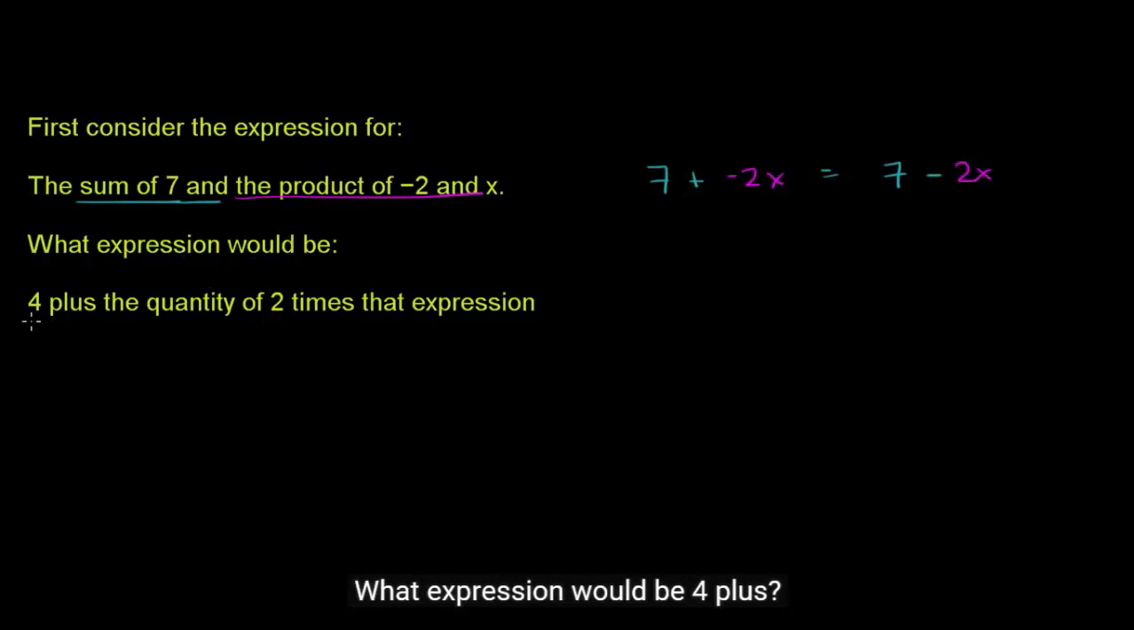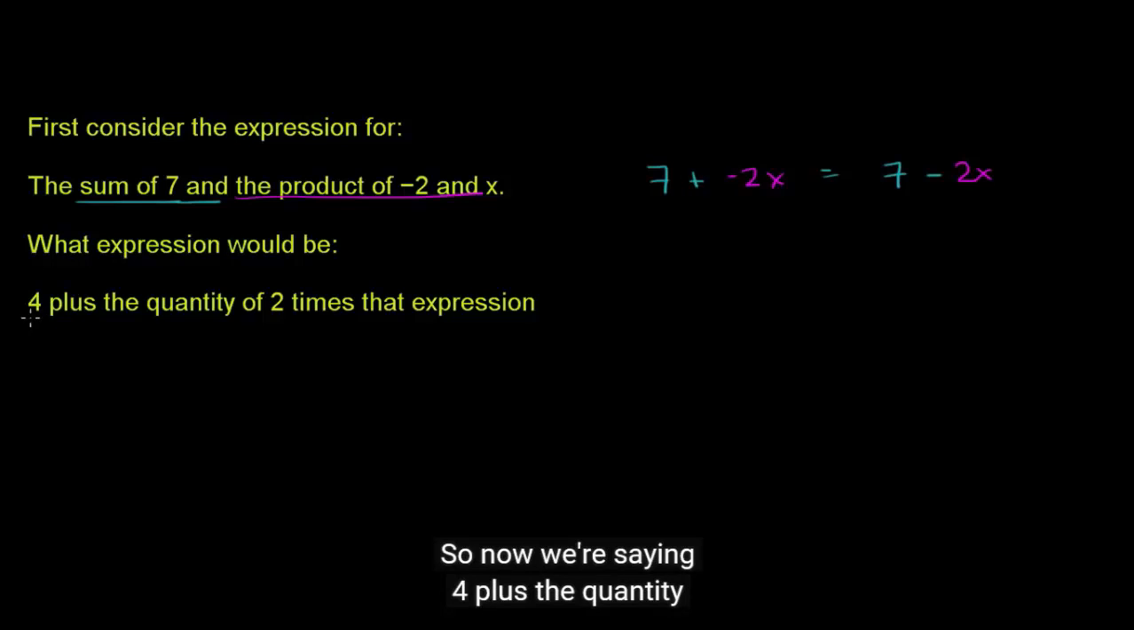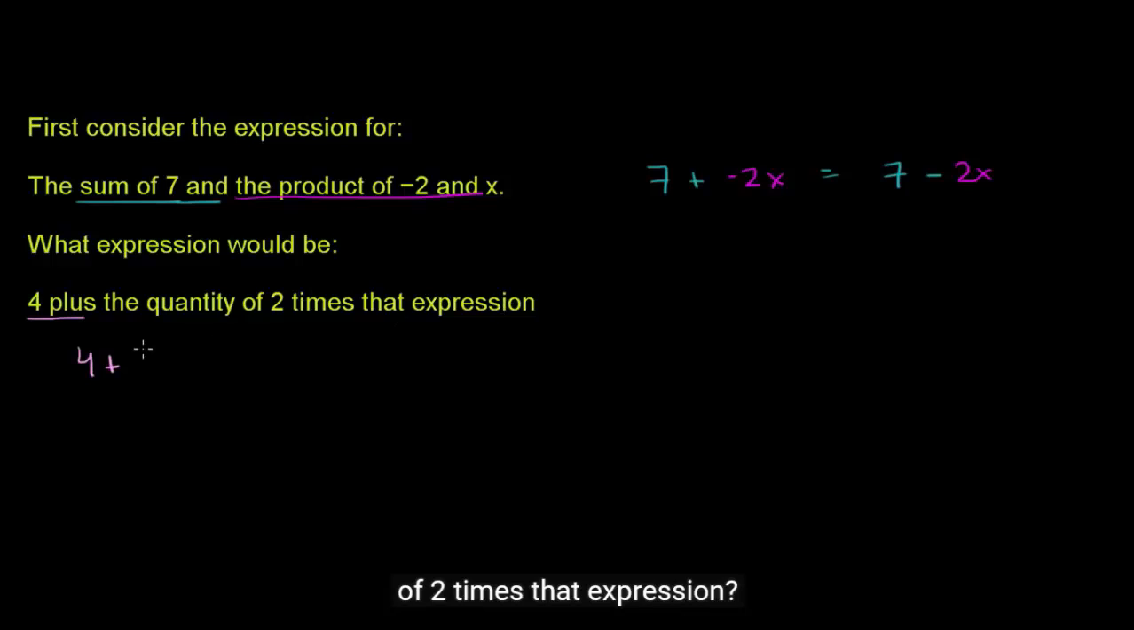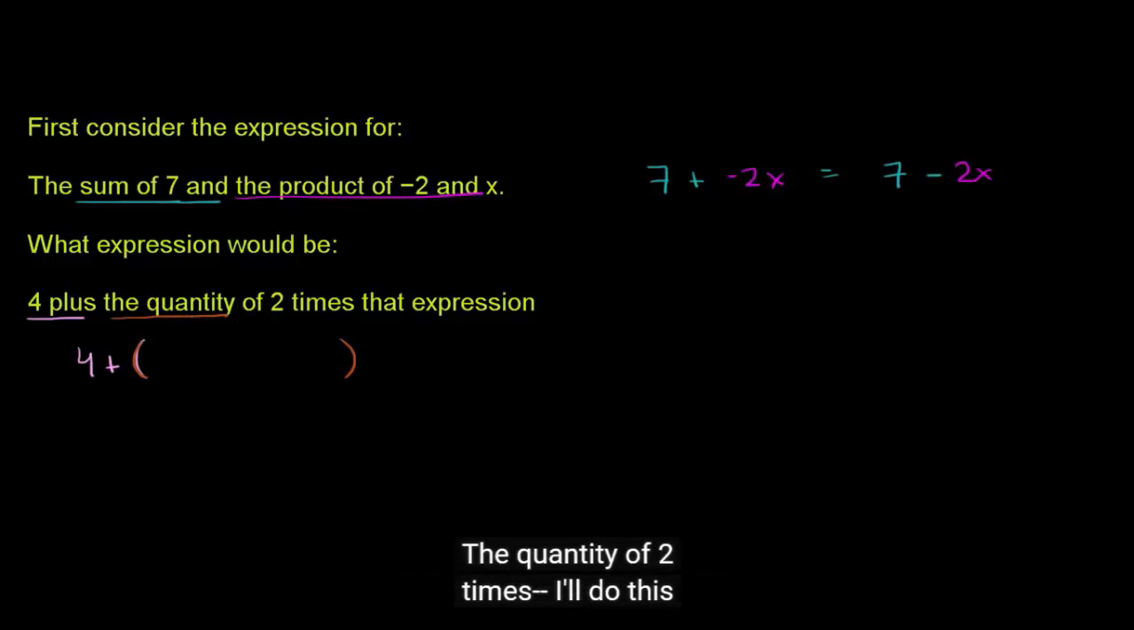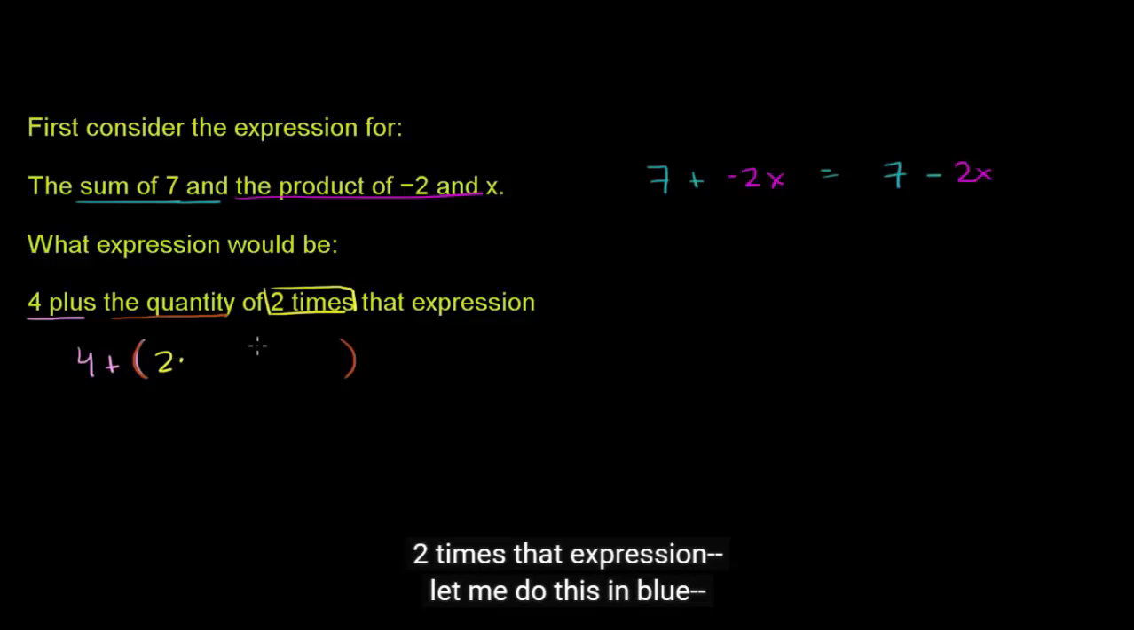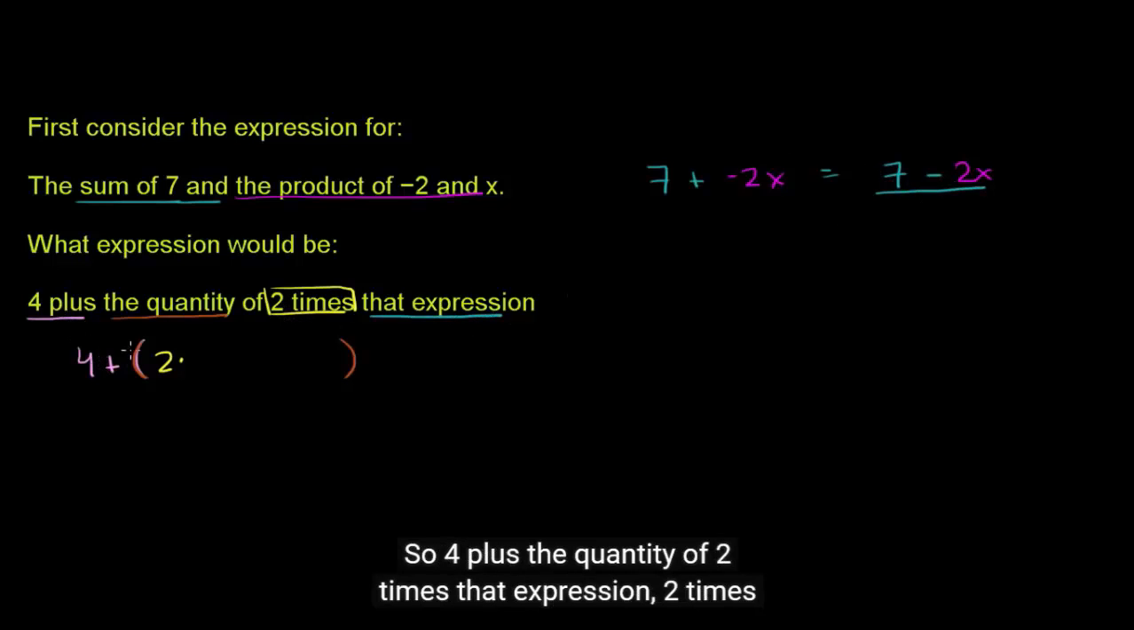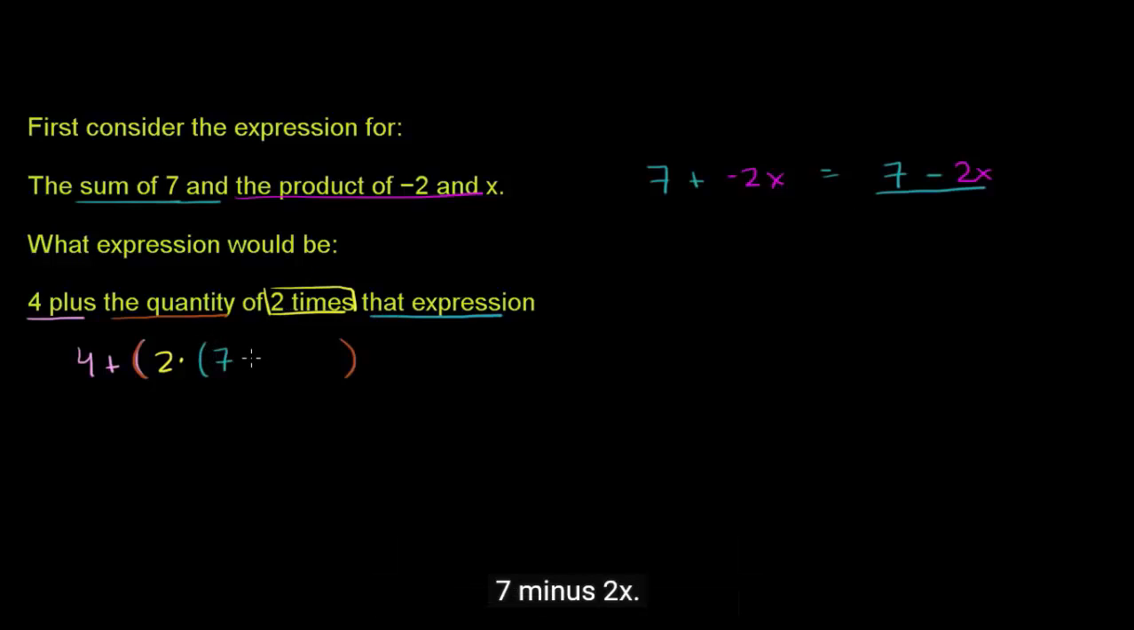What expression would be 4 plus the quantity of 2 times that expression? So it's going to be 4 plus some quantity. 4 plus the quantity, I'll put that in parentheses. The quantity of 2 times that expression. That expression is this thing right over here. So it's 4 plus the quantity of 2 times that expression, 2 times 7 minus 2x. And we are done.